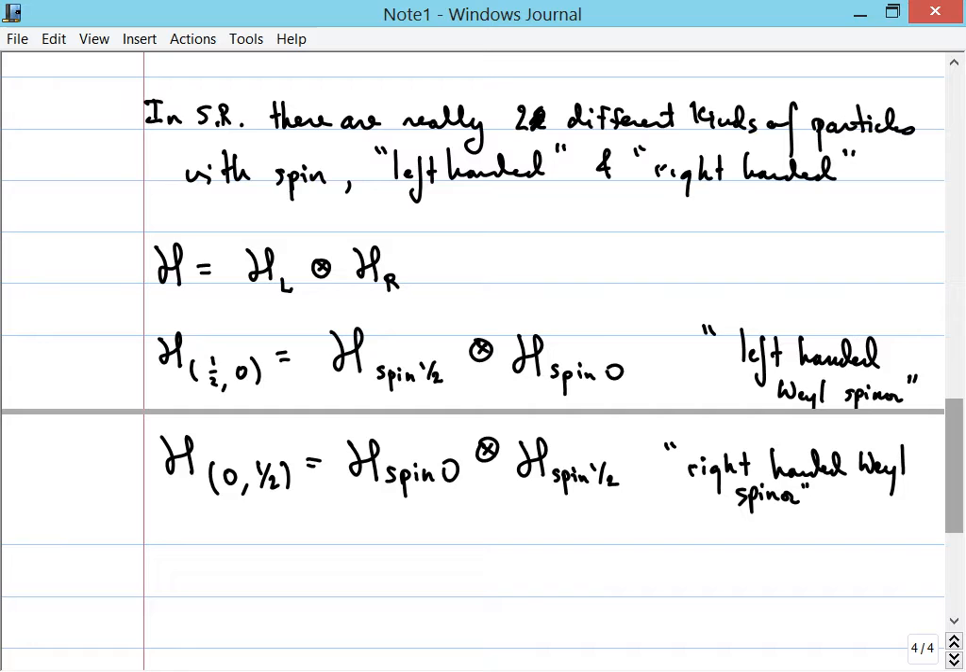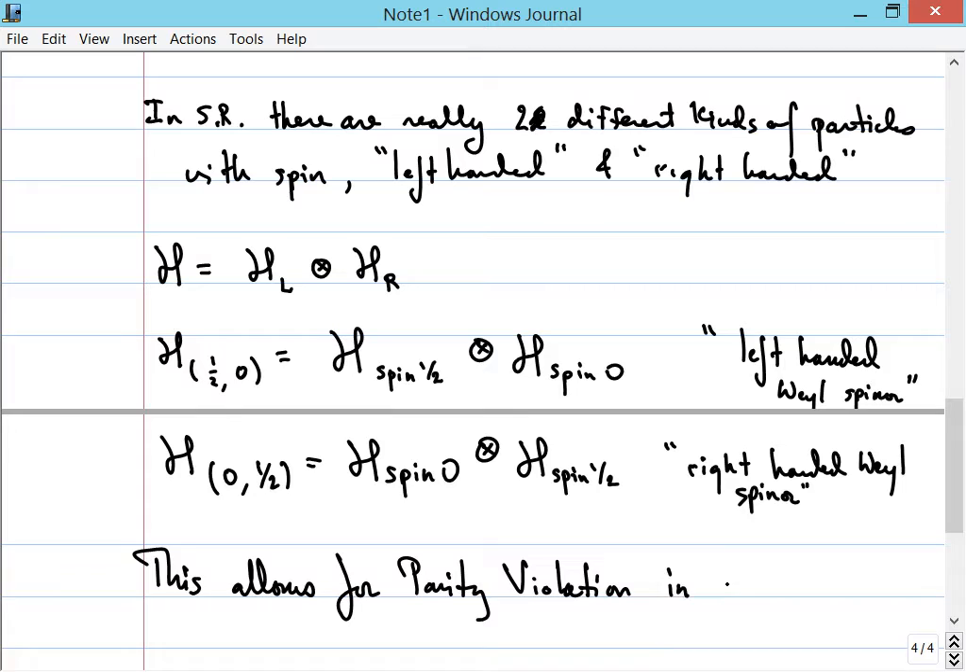And as you hopefully know, we're all built out of spin 1/2 particles: protons, neutrons, electrons, and so forth. And it is this freedom to treat left and right-handed spinors differently that in the standard model allows for parity violation in theories of particle physics. In particular, one can certainly write down theories where a left-handed version of the electron would be treated differently from a right-handed version of the electron.